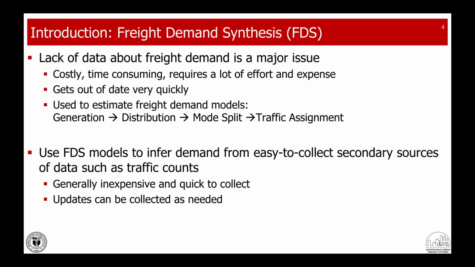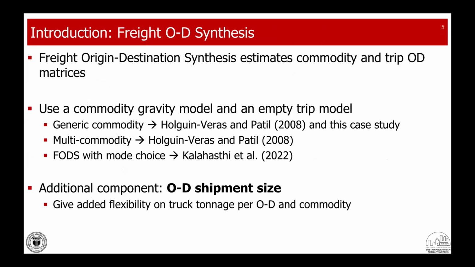But once you collect that data, it's very easy to get it out of date just through spending too much time on it. And usually these types of survey data are especially important for models within a four-step formulation. So in generation, trip distribution, mode split, or traffic assignment. And the idea is, again, we use demand synthesis to infer the demand from relatively easy to collect secondary sources of data, mostly traffic counts and what is available from the FAF as a production and attraction model, which is generally inexpensive to collect, and we can update them as necessary.